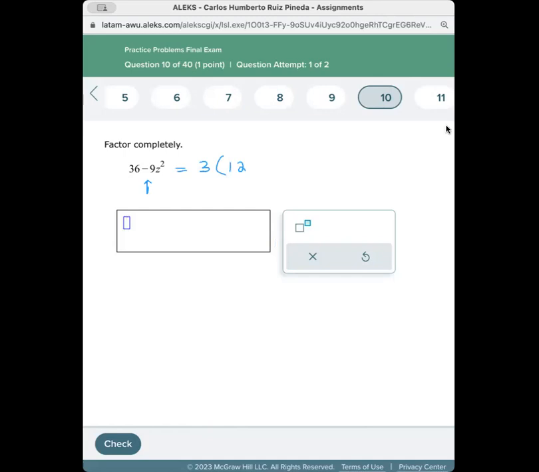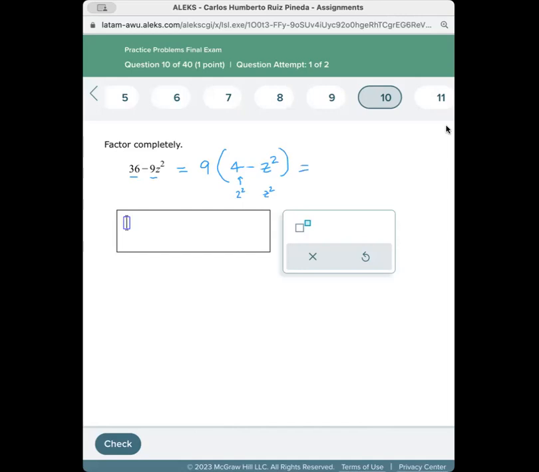Oh no, I'm missing something. 36 and 9, what's the greatest common factor? It's actually 9. So we can factor the 9 out, and we get 4 minus z squared, correct? How do you know you're correct? 9 times 4 is 36. 9 times -z squared is -9z squared. So now the inside is 2 squared, and the other is z squared.